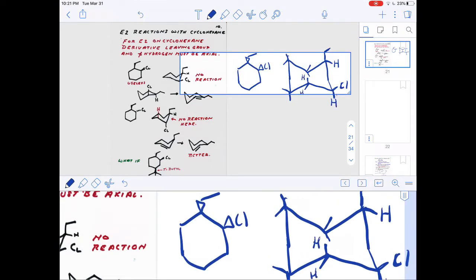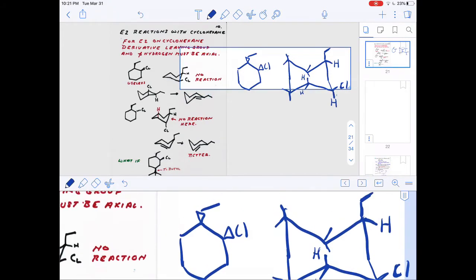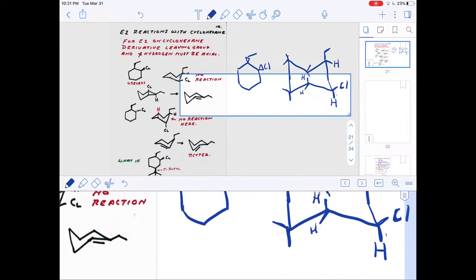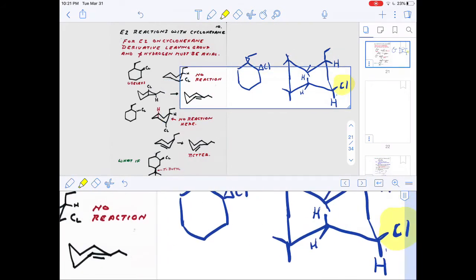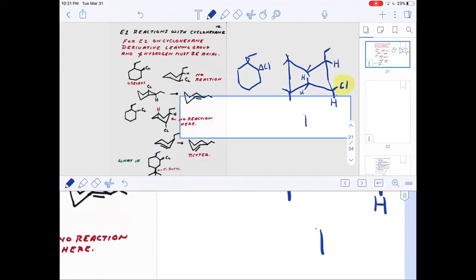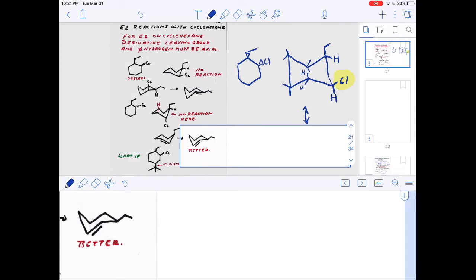In this case, even though this hydrogen is technically also beta, your double bond is going to prefer to be on the more substituted side. So we're only going to worry about here, because this is where your double bond is going to want to go. Either way, you can't form it in this conformation because your Cl is equatorial and it needs to be axial. So the only way we can do that is to do a ring flip or a chair flip so that we can get them to be both axial.